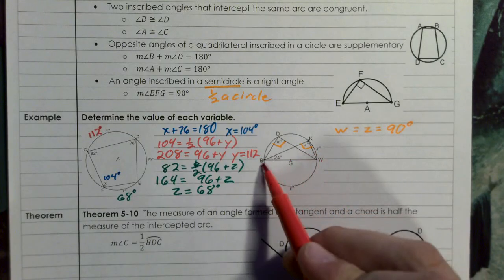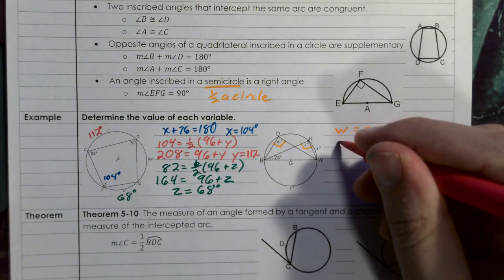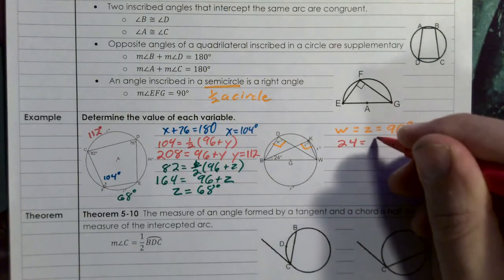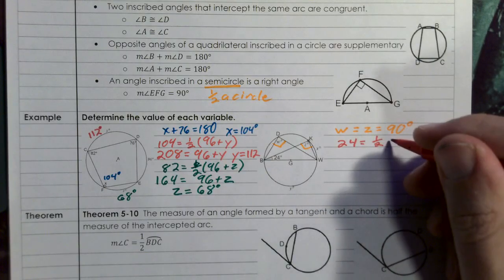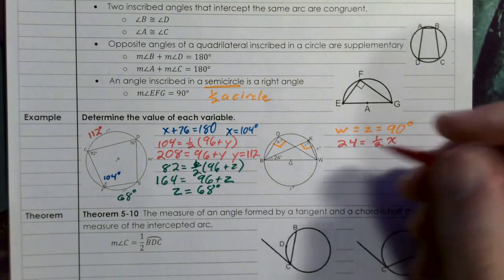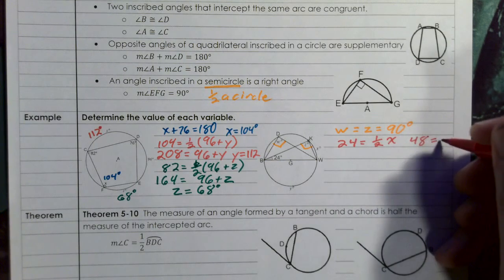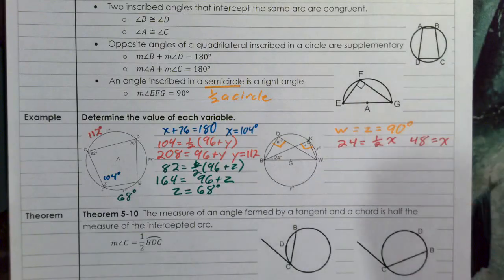We've also got a nice inscribed angle right here that's hitting that X. So we can say that that angle 24 has got to equal half of whatever that arc measure is. So multiplying both sides by 2, we get 48 equals X. Cool. So we're moving right along.